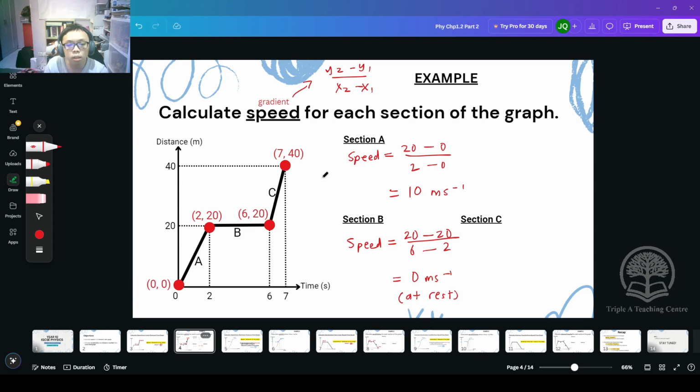For section C, you do the same thing. You calculate the gradient to obtain the speed. y2 is 40, y1 is 20, x2 is 7, x1 is 6. So you do the calculation and you get 20 meters per second. So this is the answer.